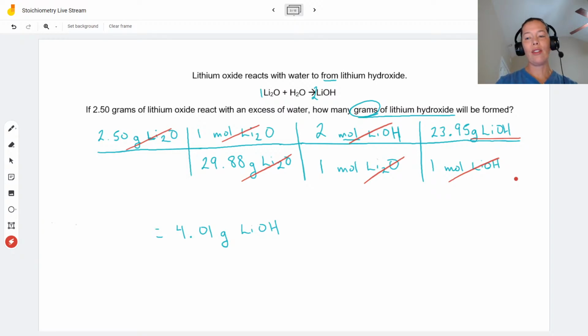Now, before I started this problem, obviously I had already calculated my molar masses because I knew I would need them. That's another thing you can do when you do your stoichiometry problems, is before you start writing everything out, it's never a bad idea to go ahead and calculate your molar masses so those are ready to go. Okay, so looks like we're good with questions. Let's go on to our next problem.